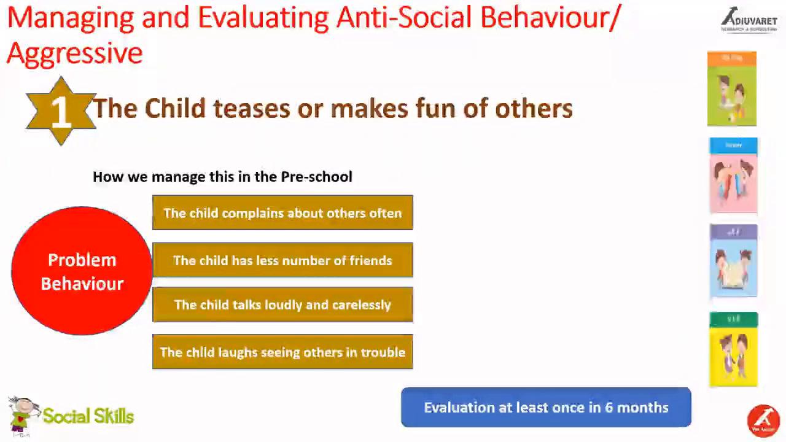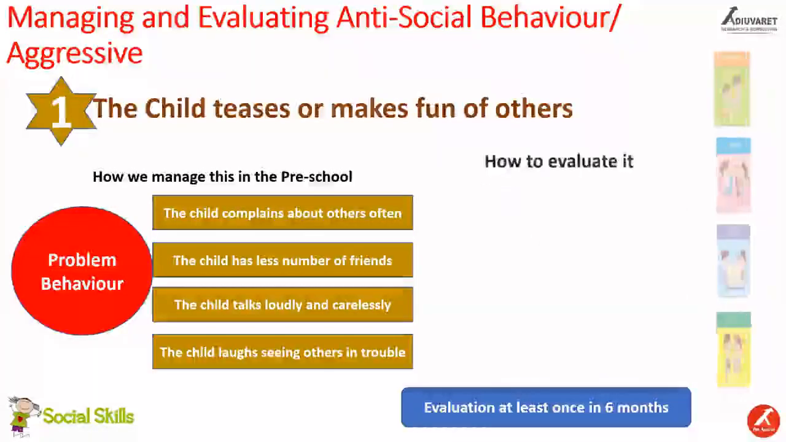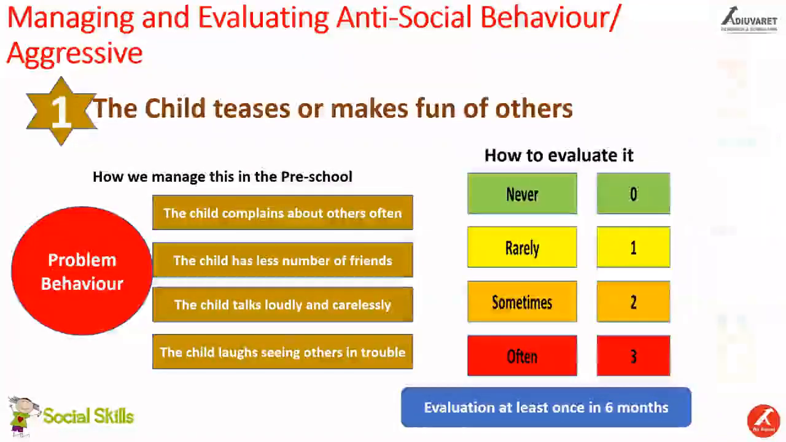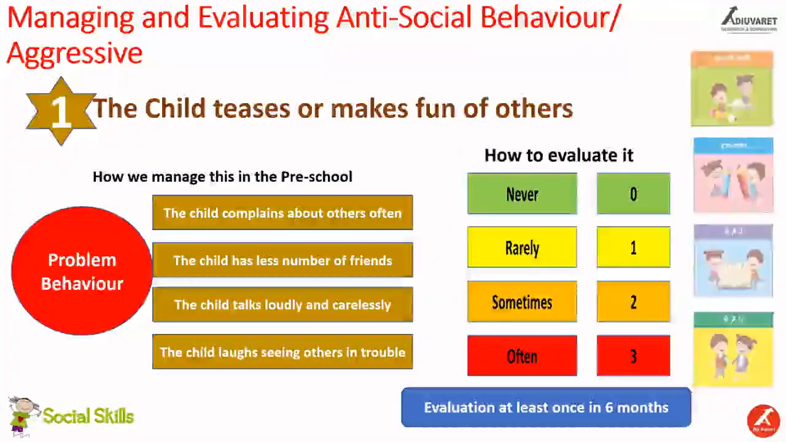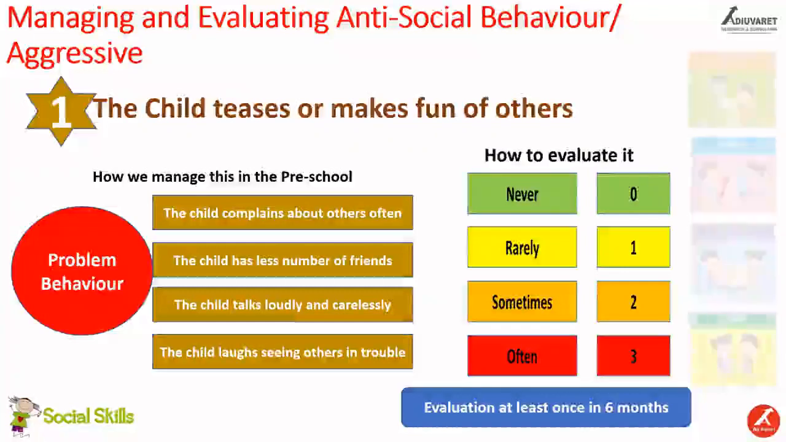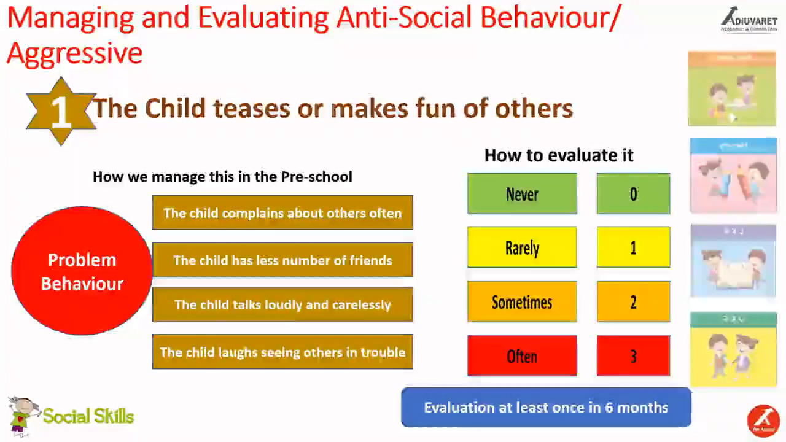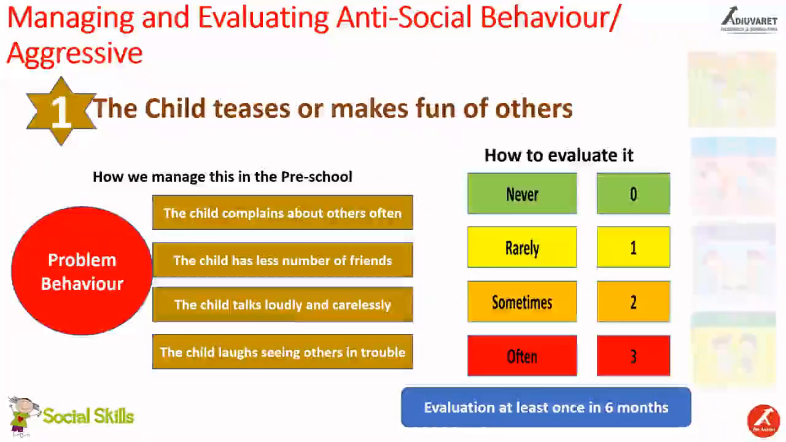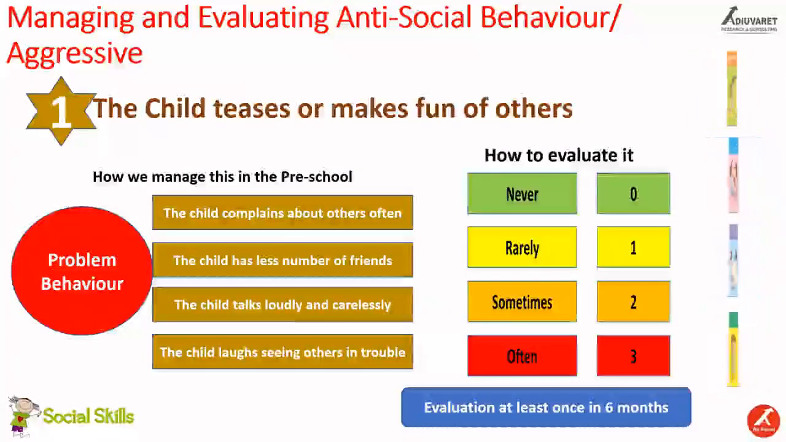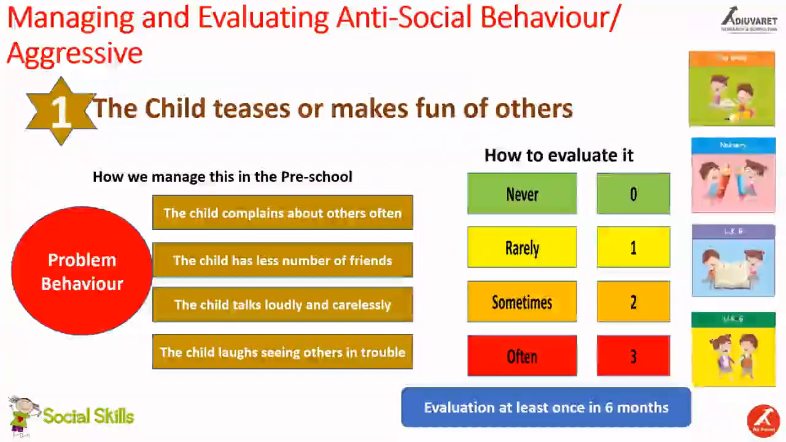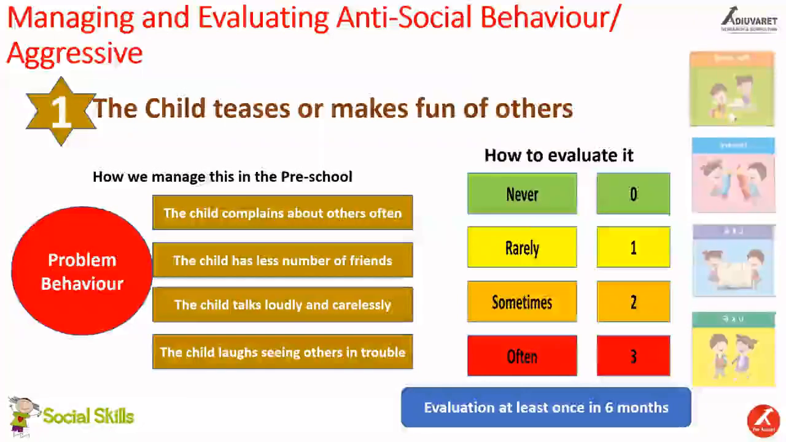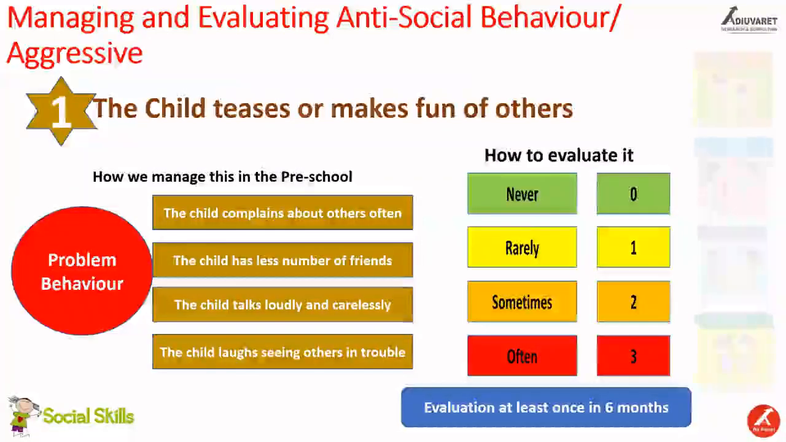First, the child complains about others very often. If it never happens, we give a score of 1, and if it happens very often, we give a score of 3. Then, the child has fewer friends. If by asking, the child is unable to list a number of friends he or she has, then we give more marks. If the child has more friends, then we give 0. That means the child doesn't have a situation where the child has fewer friends.